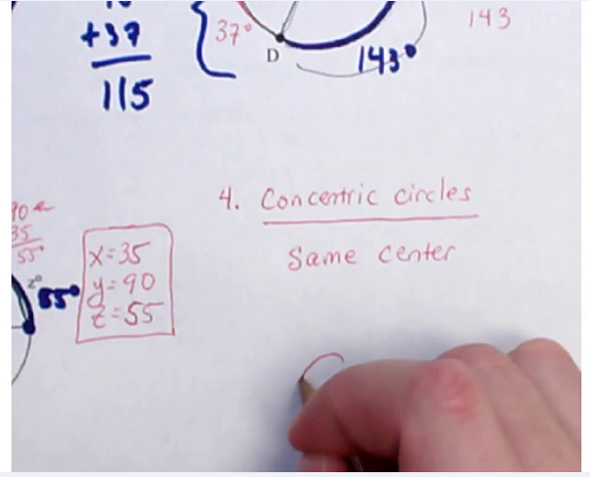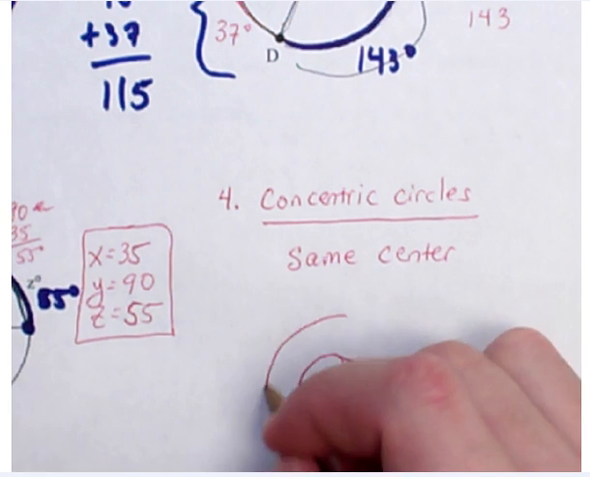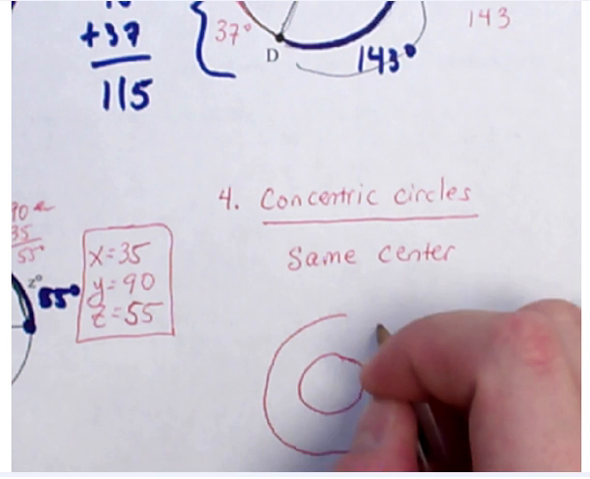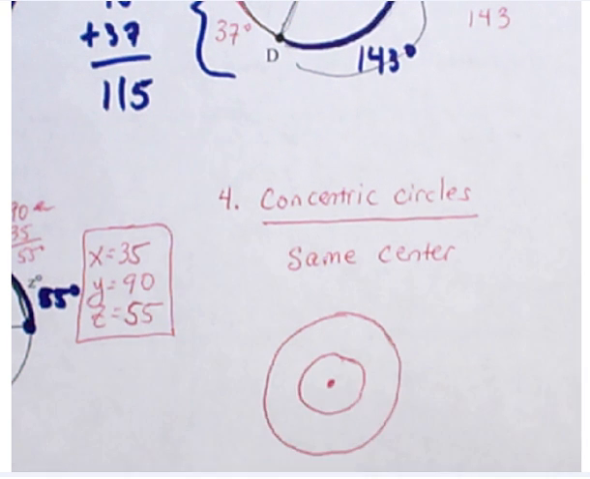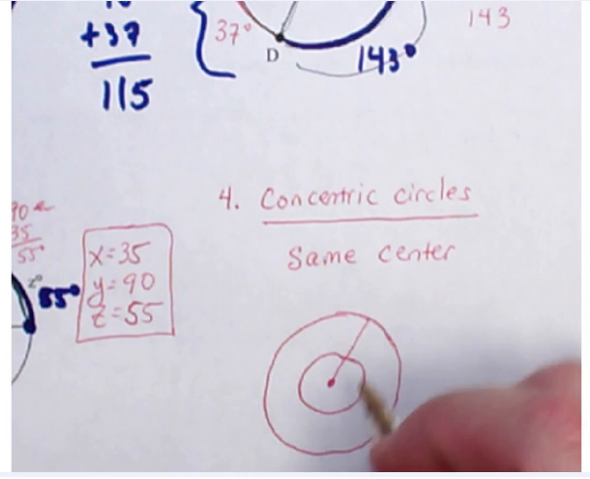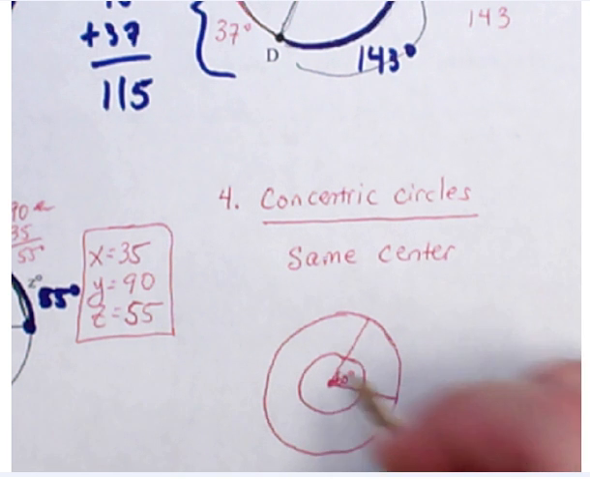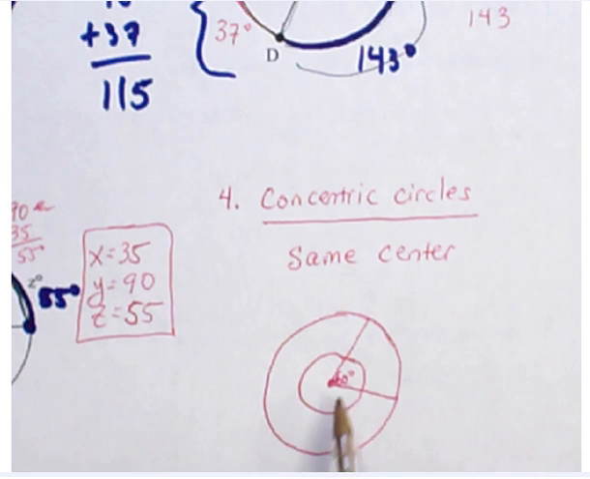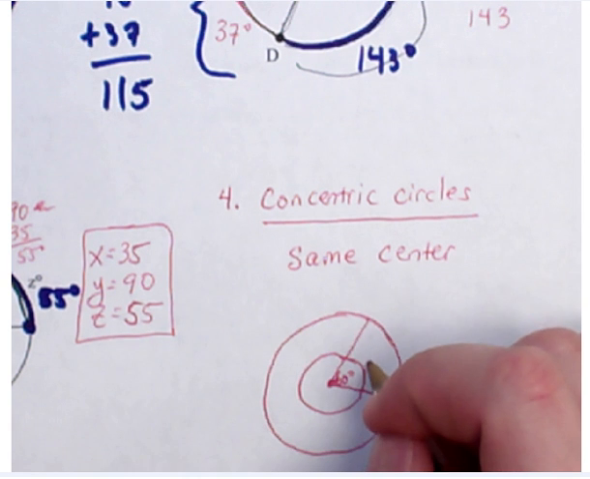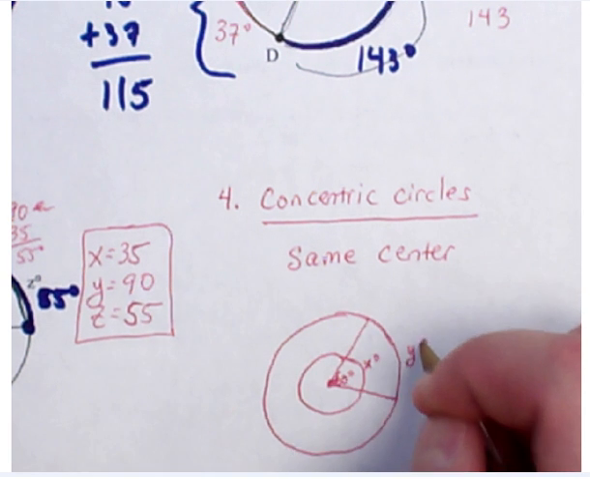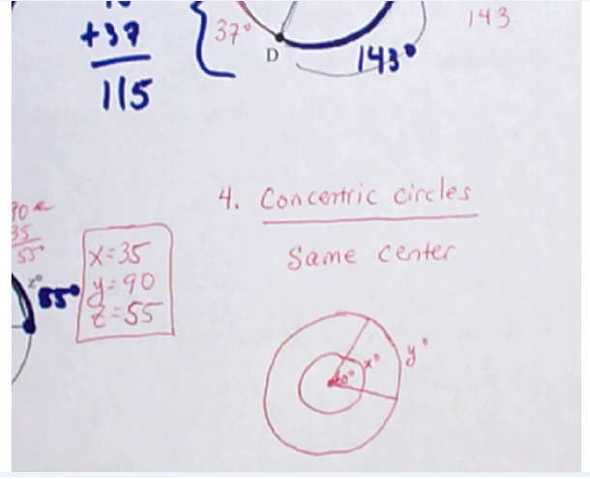So if you have a circle within a circle, and they both have the same central point, you would say that these are concentric. And as an example here, let's say that this central angle is 60 degrees. So this is a 60 here, and then we'll say this is x degrees and this is y degrees. And we want to find x and y.